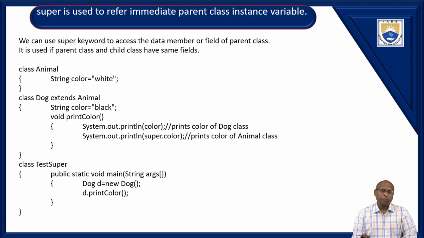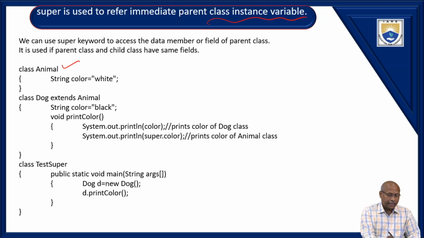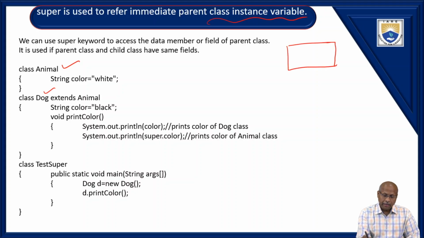Now see a small program on how you can use the super keyword. I told you the super keyword can be used to invoke or use the parent's instance variable. Assume there is a class called Animal and there is a class called Dog. Here Animal is my parent class. In the Animal class there is an attribute called color, and my color attribute has the value white.